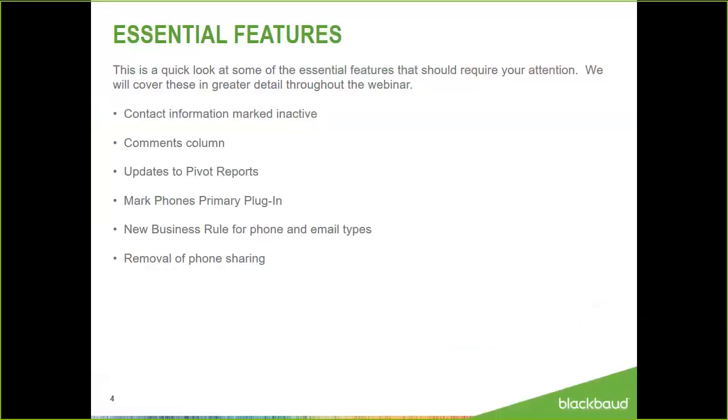So there are some essential features of 795 and above that you should make note of. We will cover each of these features in detail during this webinar. They include phones and emails moving off of addresses and being marked as inactive in certain scenarios, a new comments column, updates to pivot reports, a plugin designed to mark or unmark the primary or inactive checkbox on phones and emails, a new business rule that will control whether or not duplicate phone and email types can be added to records, and lastly, the removal of phone sharing on relationships.